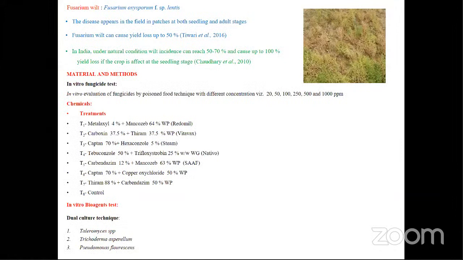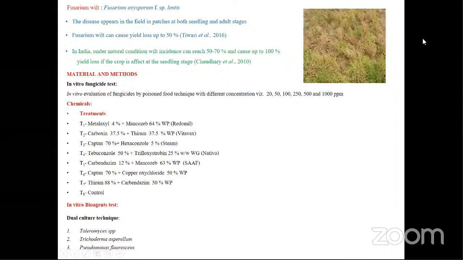Lentil is one of the major crops in India, and it is commonly known as masoor. It is mainly grown in producing states like Madhya Pradesh, UP, Bihar, Uttarakhand, and Bengal. The total area under lentil in India is 1.41 million hectares, with a production of 1.31 million tons, and the productivity of lentil is 710 kg per hectare.